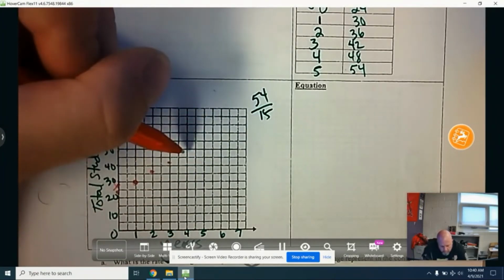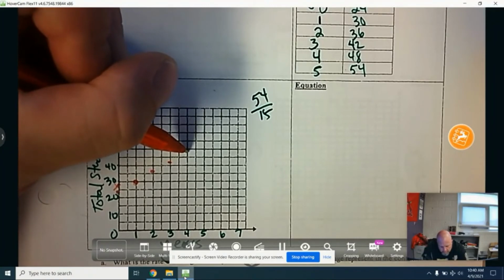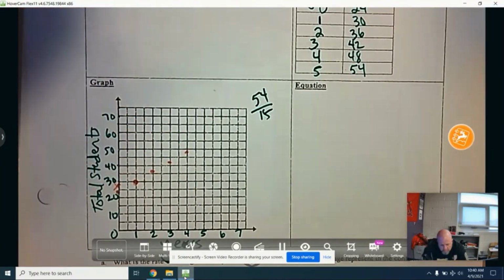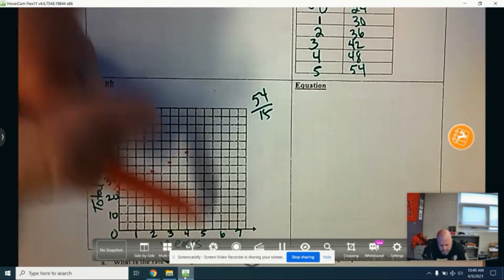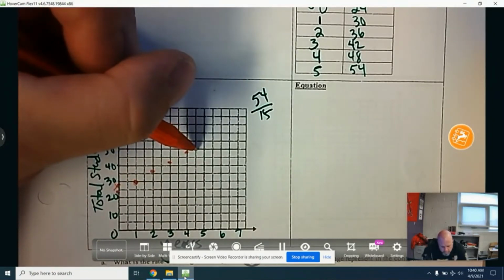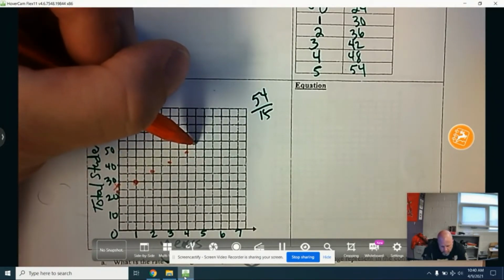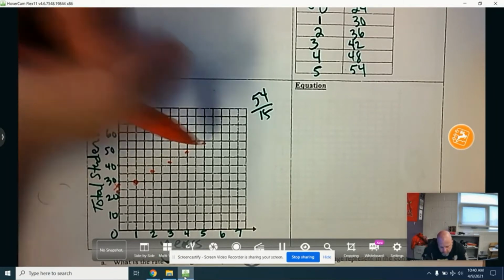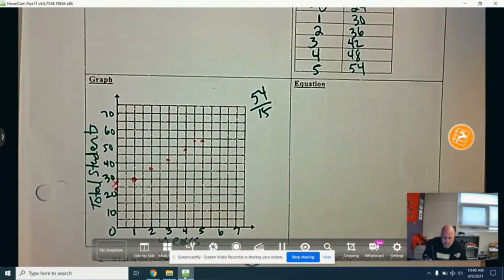4, we go up to 48. So almost all the way up to 50, just a little shy of it. Put a point. And then last, 5, go up to 54. So there's 50, almost all the way up to the middle part. Oops. I think I need to wear my glasses.